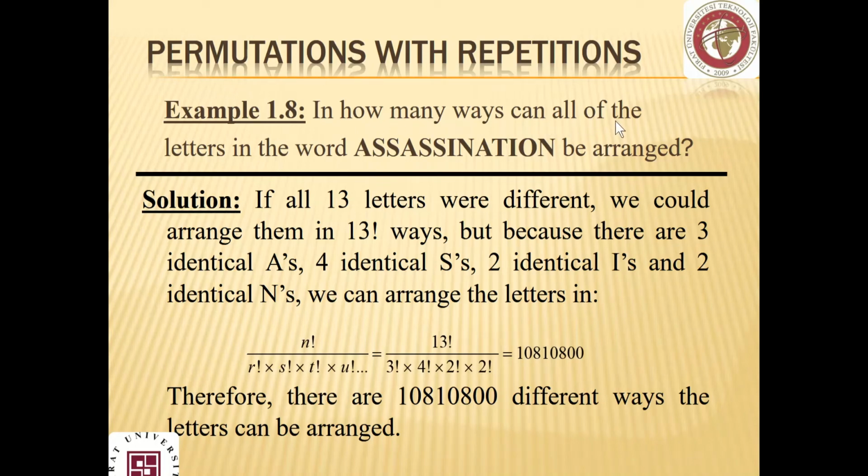In how many ways can all of the letters in the word assassination be arranged? Look, the word assassination is composed of 13 letters. Count them: 3 plus 3 plus 3 plus 3 plus 1. So these are 13 letters. Now the problem is these are not different letters. Some of them are repeated, in different numbers. Look at the A repeated 3 times, the S repeated 4 times, N 2 times, I 2 times. So these must be excluded by the rule of division. But excluded how? We need to exclude their factorials, the number of their repetitions.